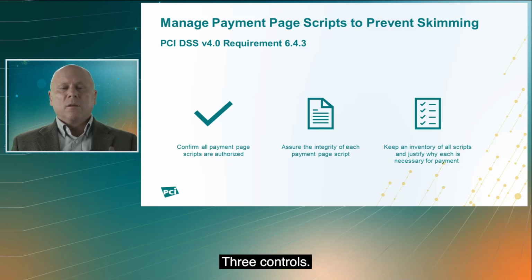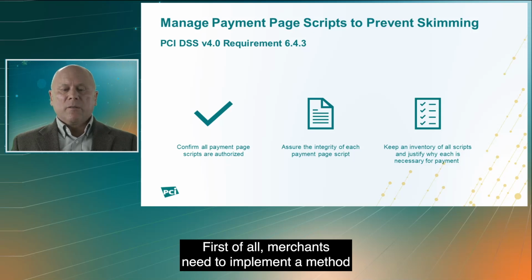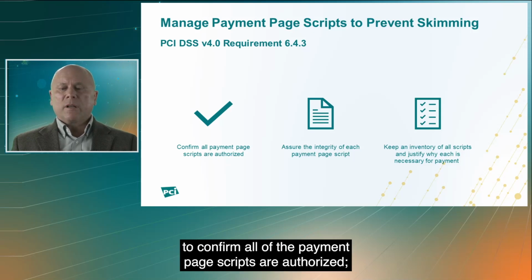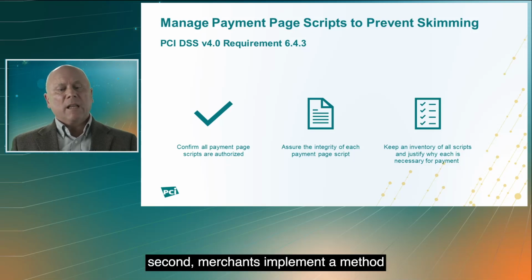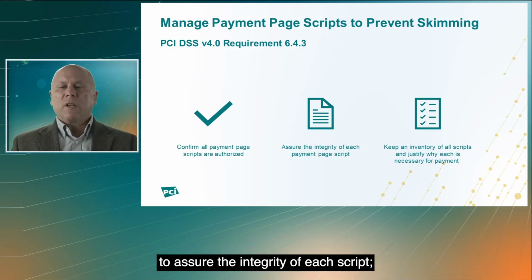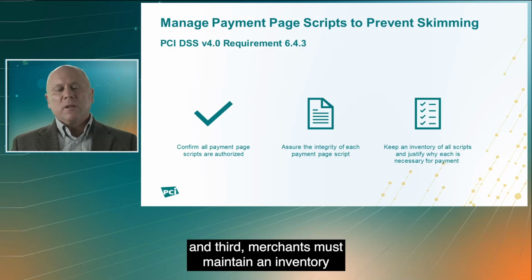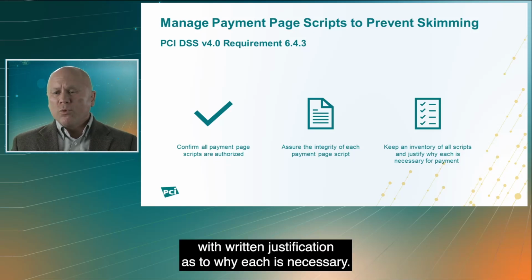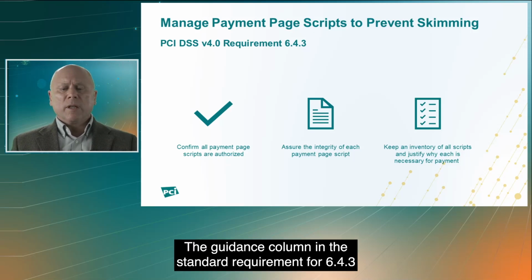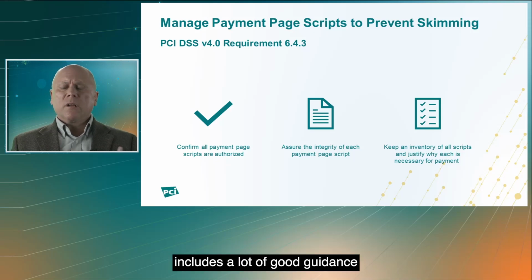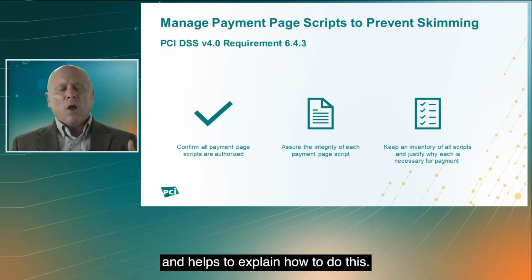Three controls. First of all, merchants need to implement a method to confirm all of the payment page scripts are authorized. Second, merchants implement a method to assure the integrity of each script. And third, merchants must maintain an inventory of all scripts with written justification as to why each is necessary. The guidance column in the standard requirement for 6.4.3 includes a lot of good guidance and helps to explain how to do this.